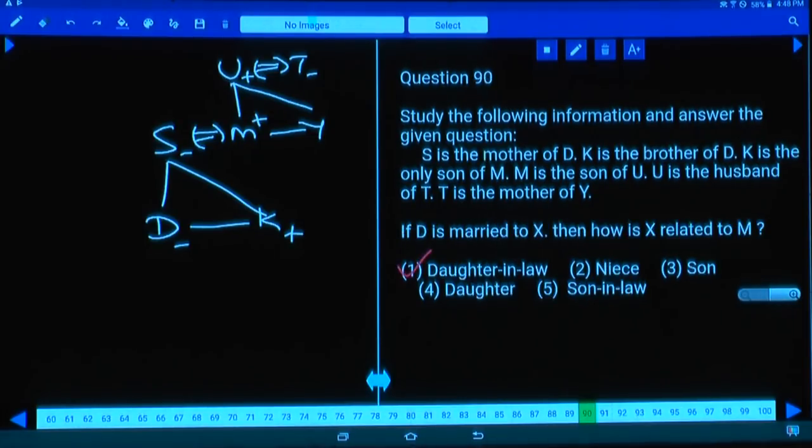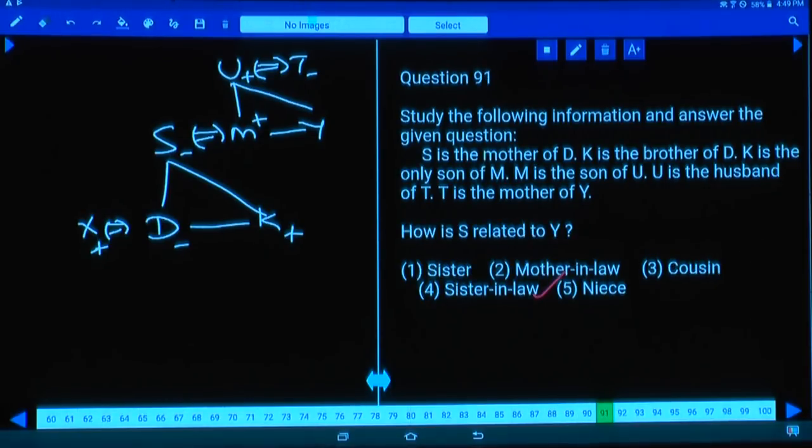Then question number 90. If D is married to X, D is a female, so X must be a male. Then how is X related to M? M's daughter is D, and the daughter's husband is son-in-law. Question number 90, it is choice 5.